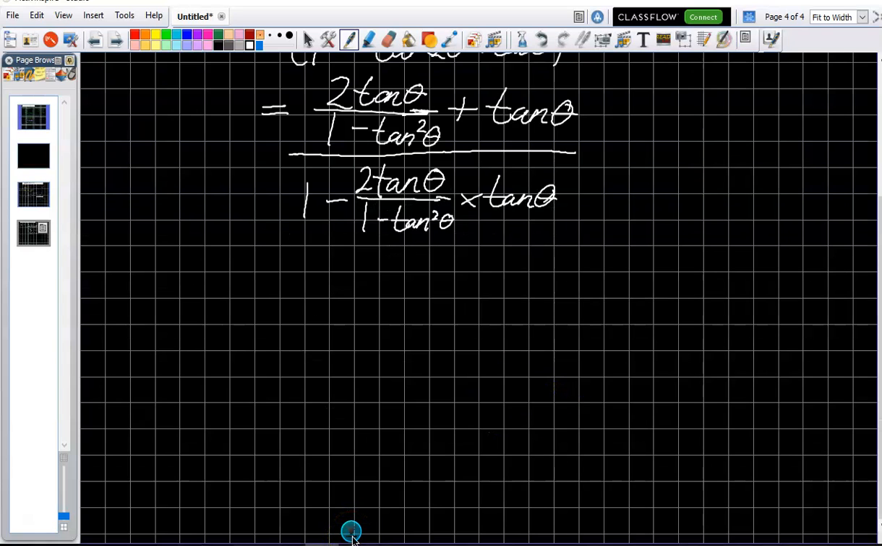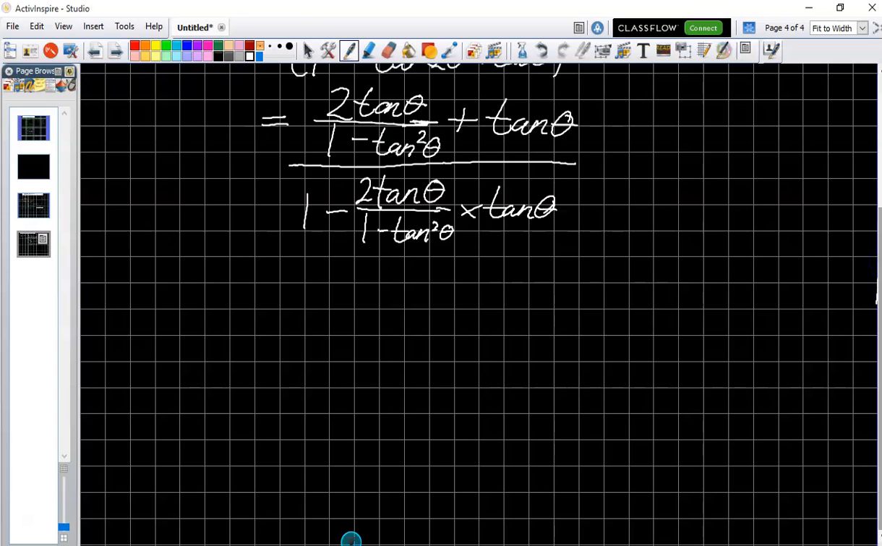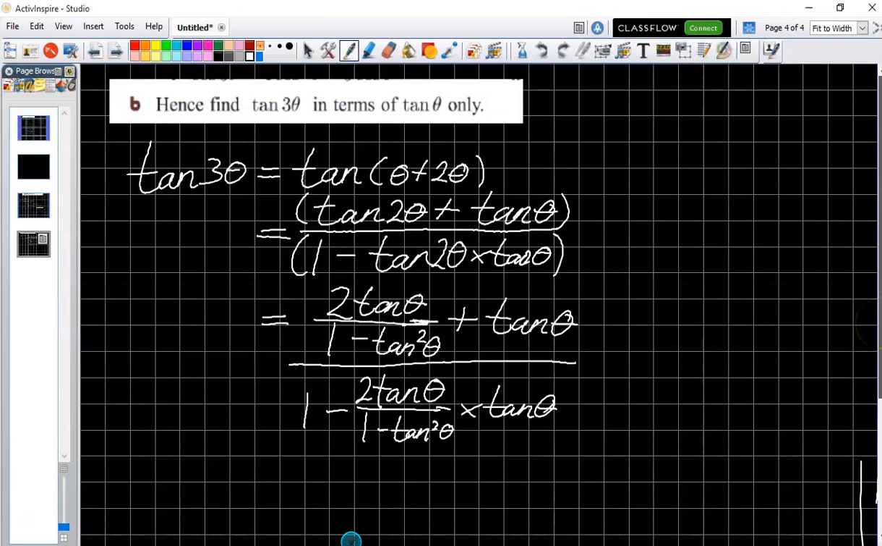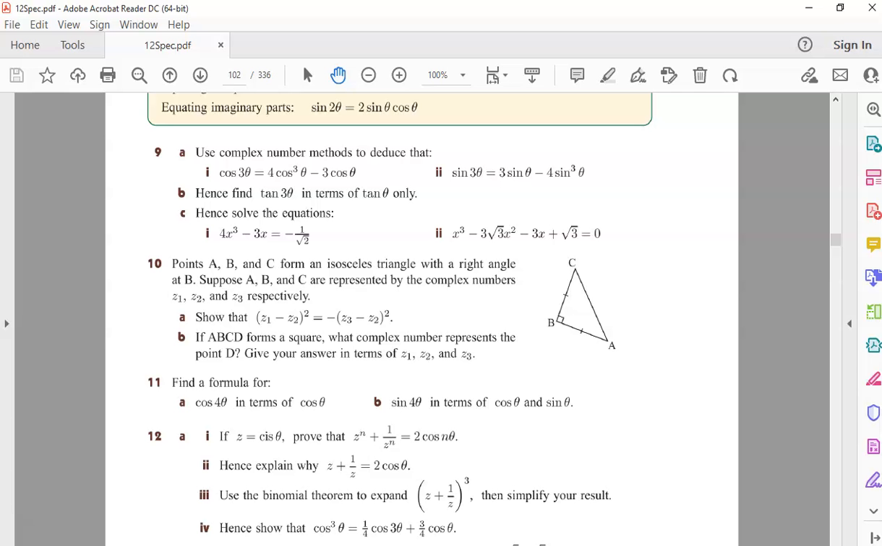1 minus tan 2 theta times tan theta. Wait, let me check. You're not using hence. Have you hensed it? Oh, yeah, that's not hence. It said hence, so we have to use part A. Oh, maybe I did it wrong, G. No, that's right. Hence, so we have to use this.